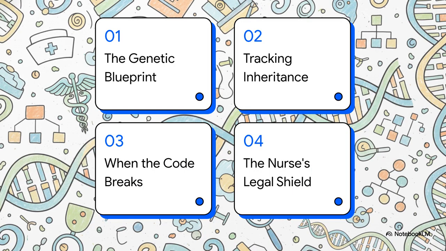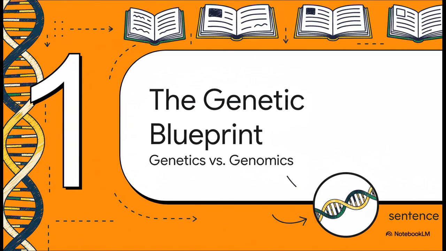Here's our game plan. We'll start with the basics, the language of genetics. Then, we'll get into the math of how these things are passed down. After that, we'll look at what happens when the code itself breaks. And finally, we'll wrap up with the really important stuff, the legal and ethical shield that you need to protect yourself and your patient.